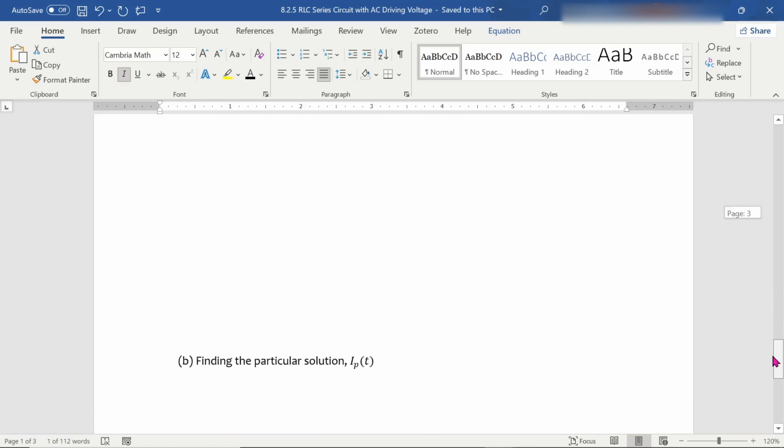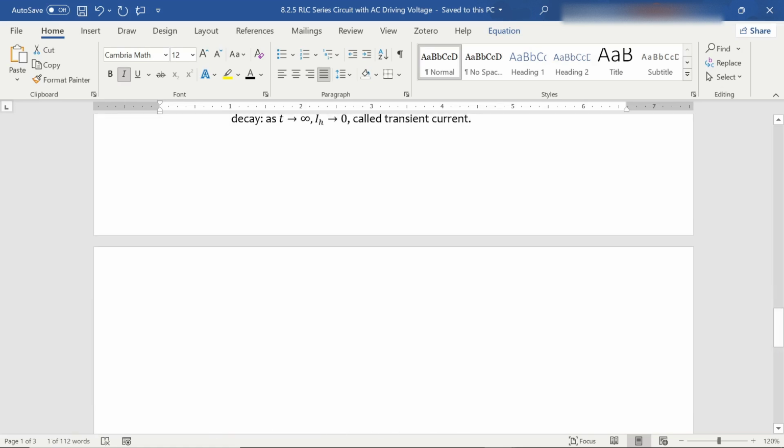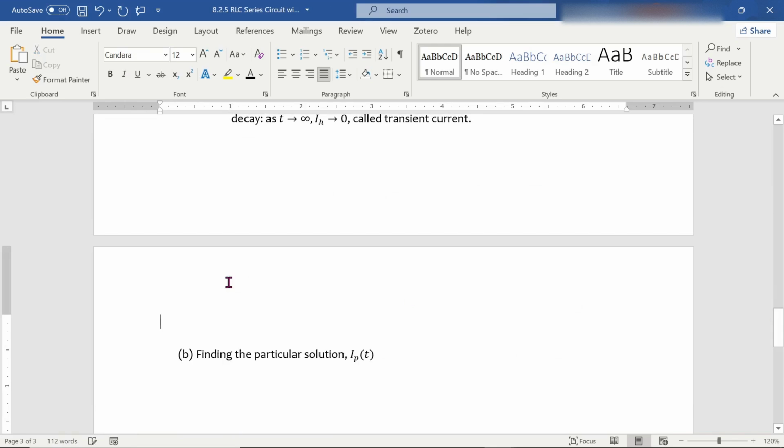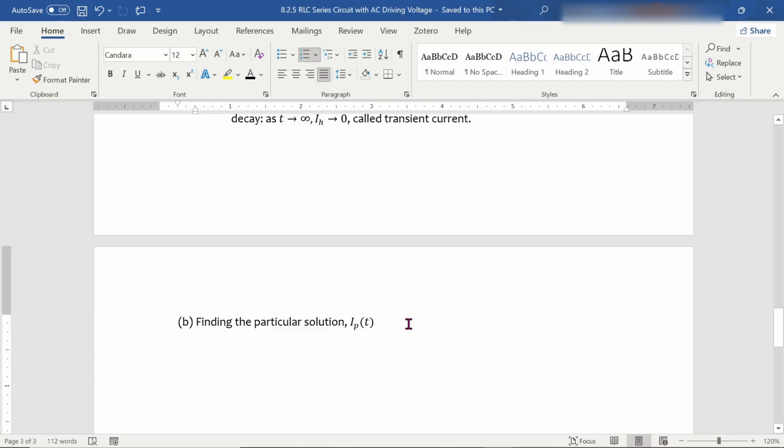All that is left to do is to solve for the second part, finding the particular solution. This is quite tricky compared to the homogeneous solution, and I prefer to discuss this in our next video. So please stay tuned for the next video as we will be solving the particular solution.